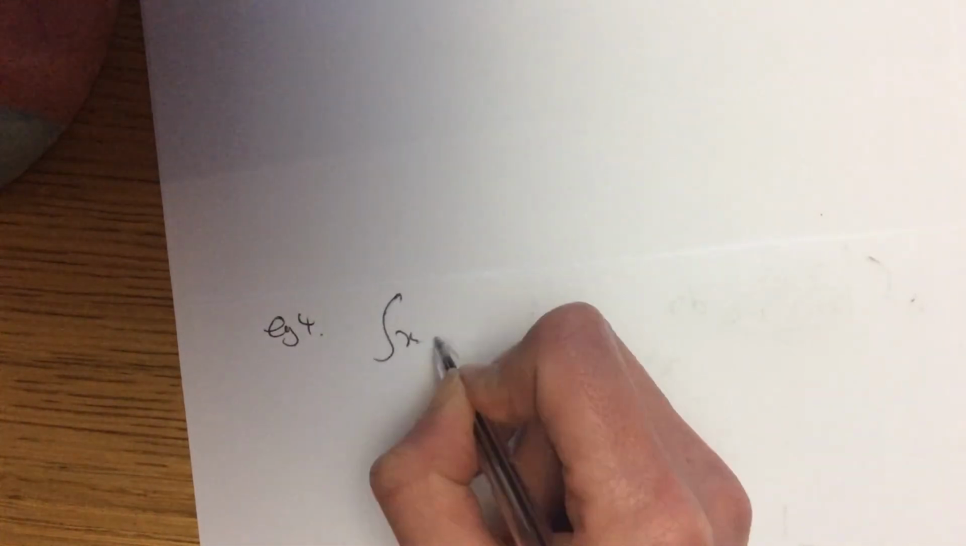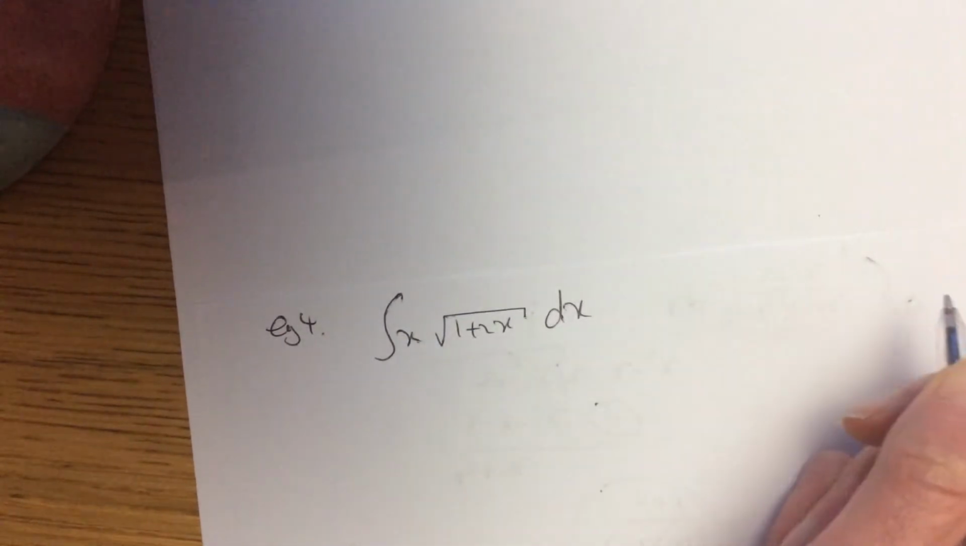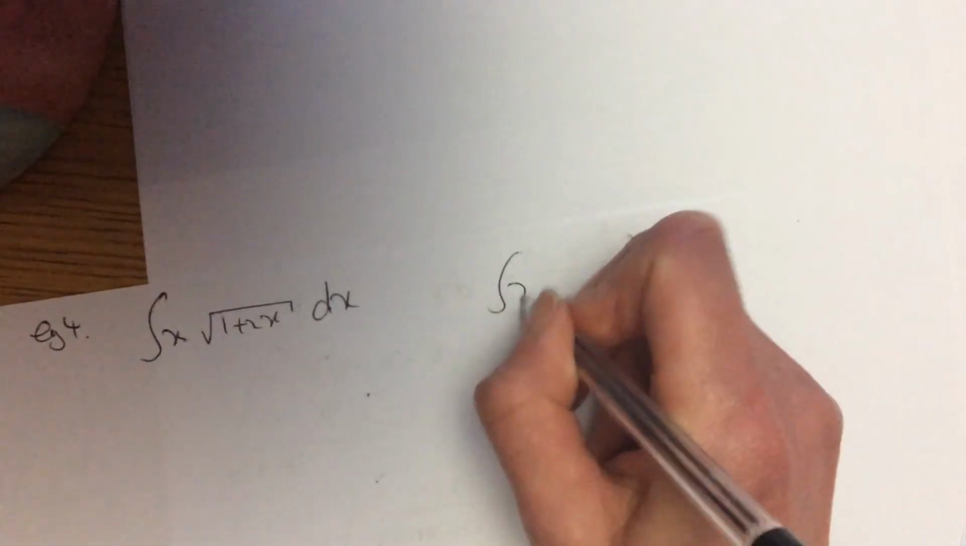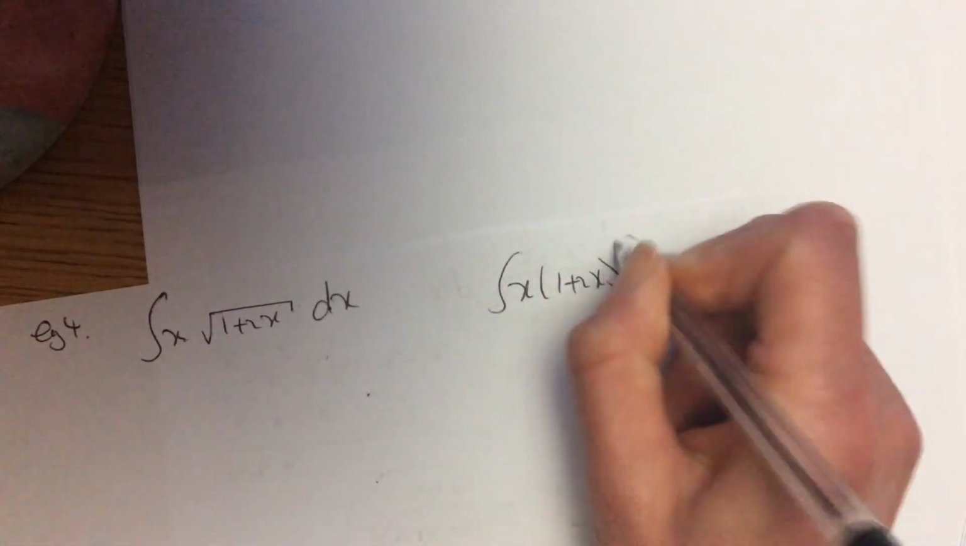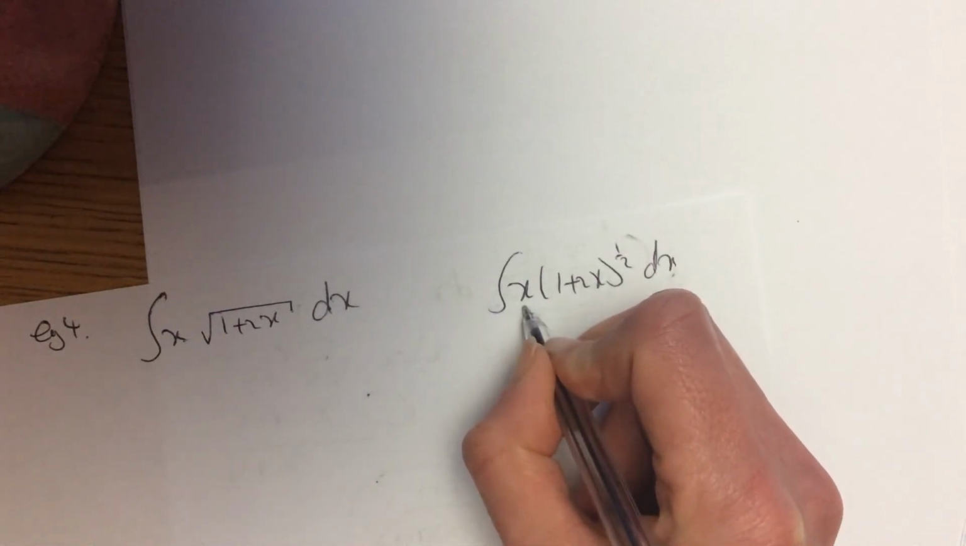One more to do. Example 4, it's quite long, this. Right, what have we got going on here? This is not pleasant, this one. It's not partial fractions. It's not a bracket, because for a bracket to work, I have to have the derivative outside, which I don't have.